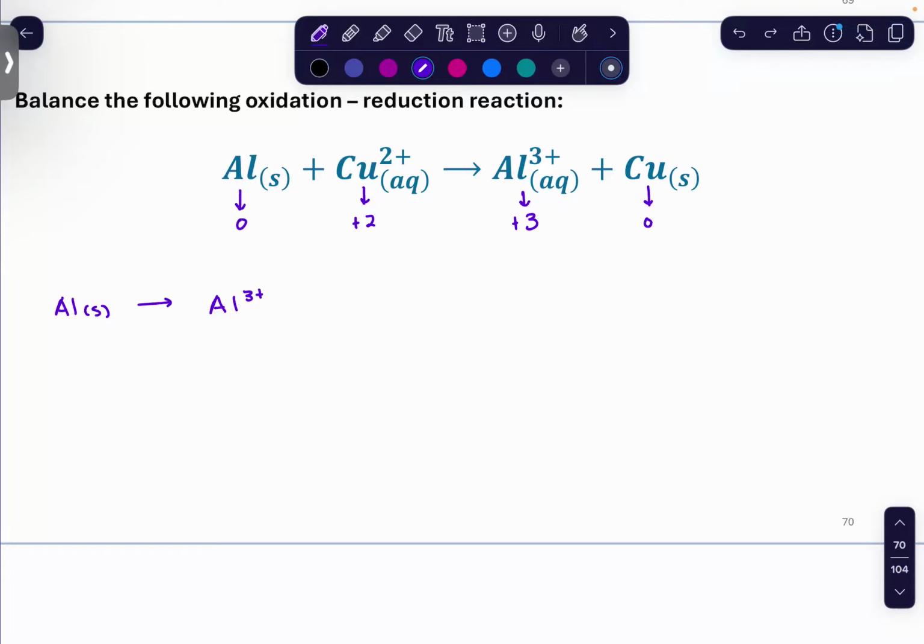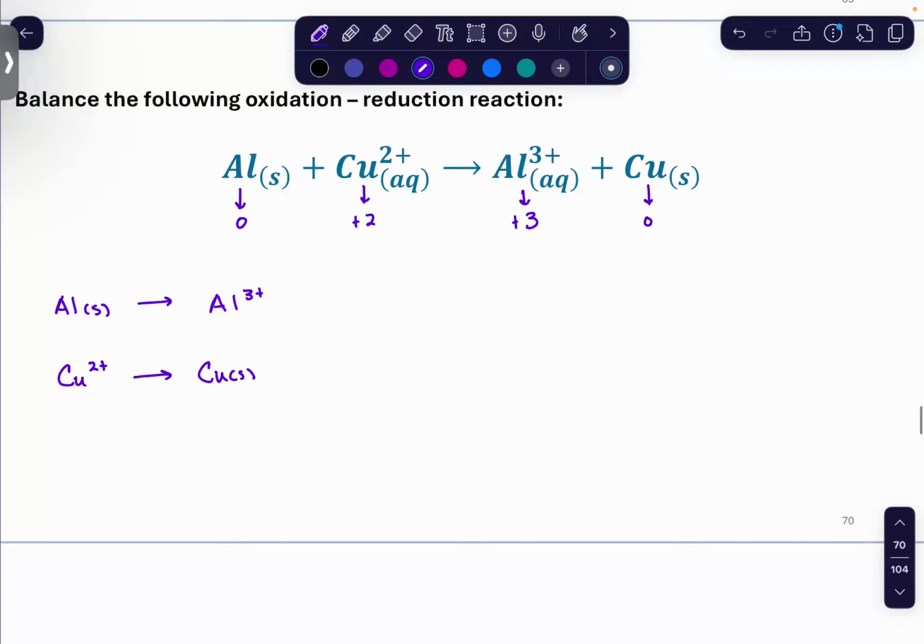Then my other half reaction is going to be the reduction half reaction with copper. Copper 2 is going to become solid copper metal. Okay, now we need to balance charges. Well, you have to take account of what the charges are on each side. Solid aluminum, that's a charge of 0, and that side has a +3. For copper, the left side has a +2 for its charge, 0 on the right-hand side.